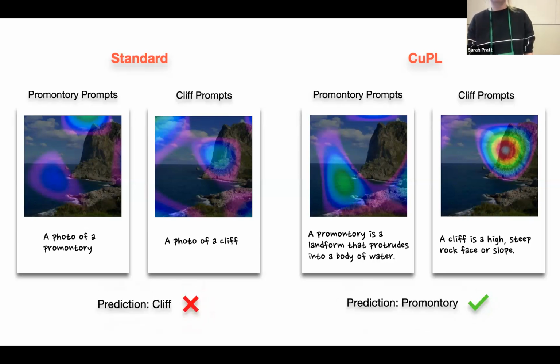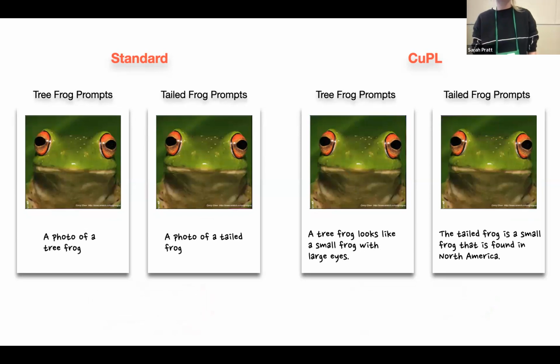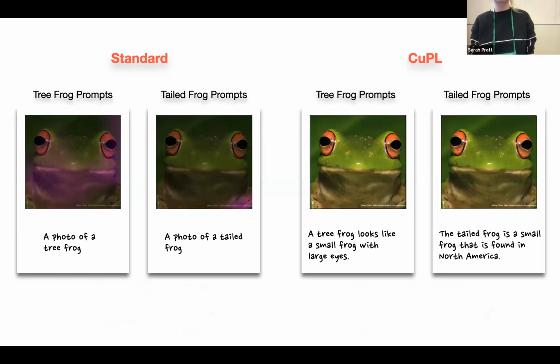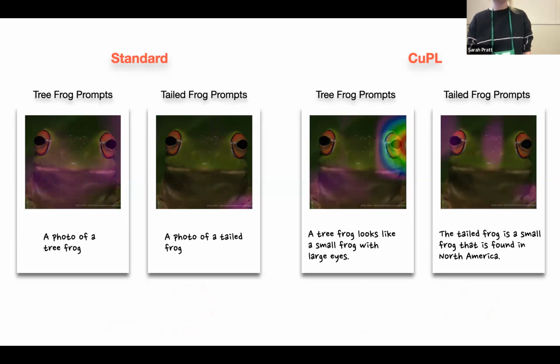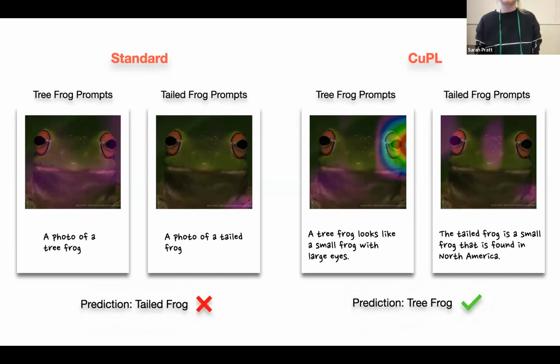using couple prompts. We see a similar case when classifying between 2 different types of frogs. For standard prompts, we see a small amount of importance on various regions of the frog for tree frog versus tailed frog. However, when we look at the important regions when using couple prompts, there is heavy importance on the eye, which again is frequently mentioned in the description. And again, we see that this image is correctly classified with couple prompts, but not with standard prompts. And note, while these visualizations are qualitative, you can find quantitative results of this phenomenon in our paper.